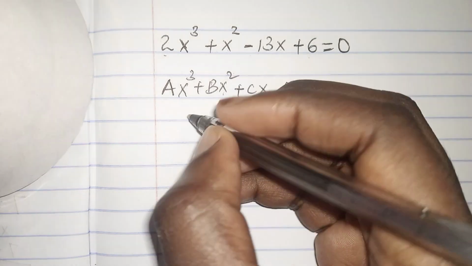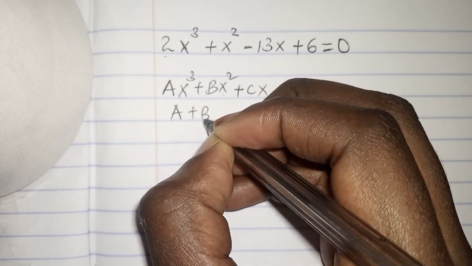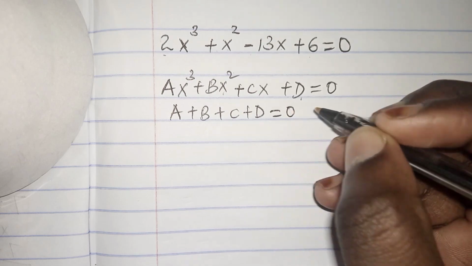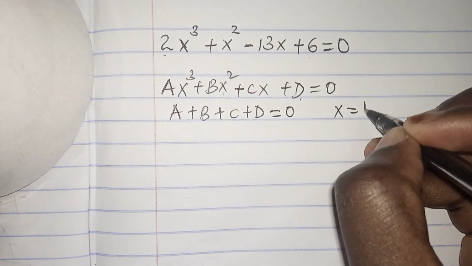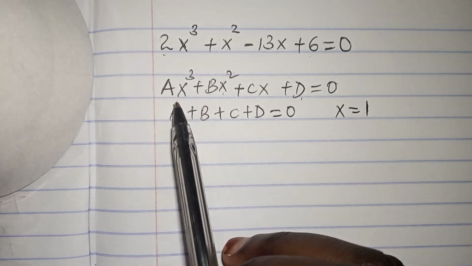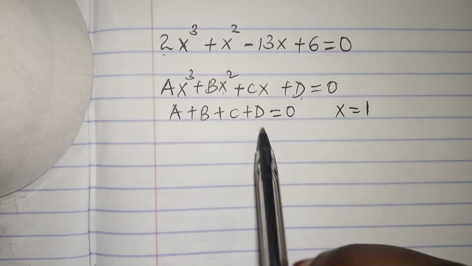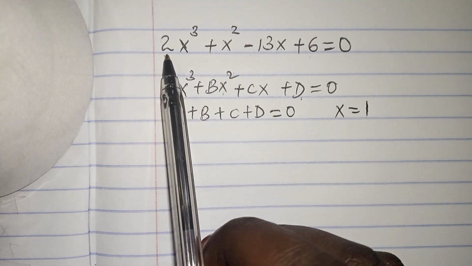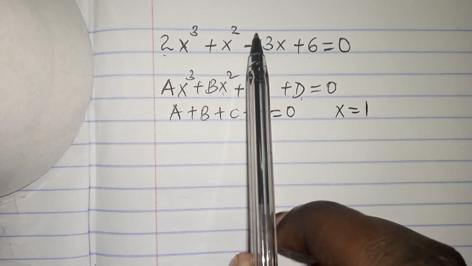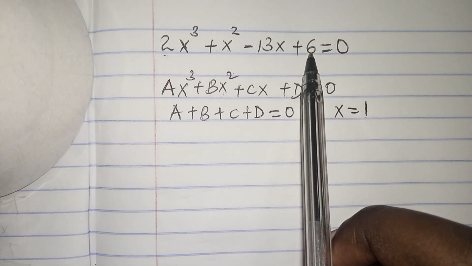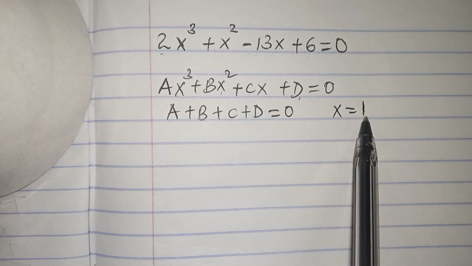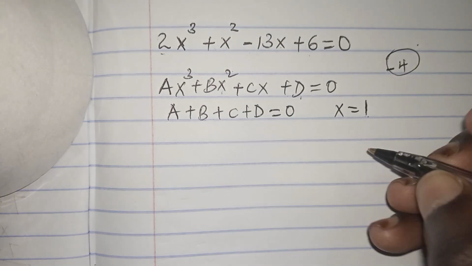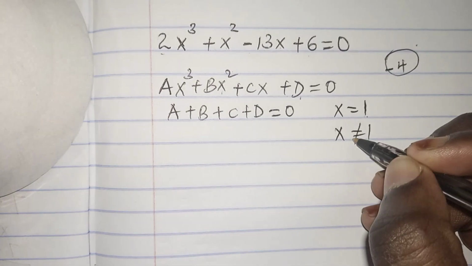So we have this rule whereby if a plus b plus c plus d is equal to 0, this means that x is equal to 1. So if we take our a, b, c, and d and add them, we should get 0. So if we take 2 plus 1 plus negative 13 plus 6 and it adds to 0, this means that x is 1. But for our case, it adds to negative 4. So this means that x is not equal to 1.